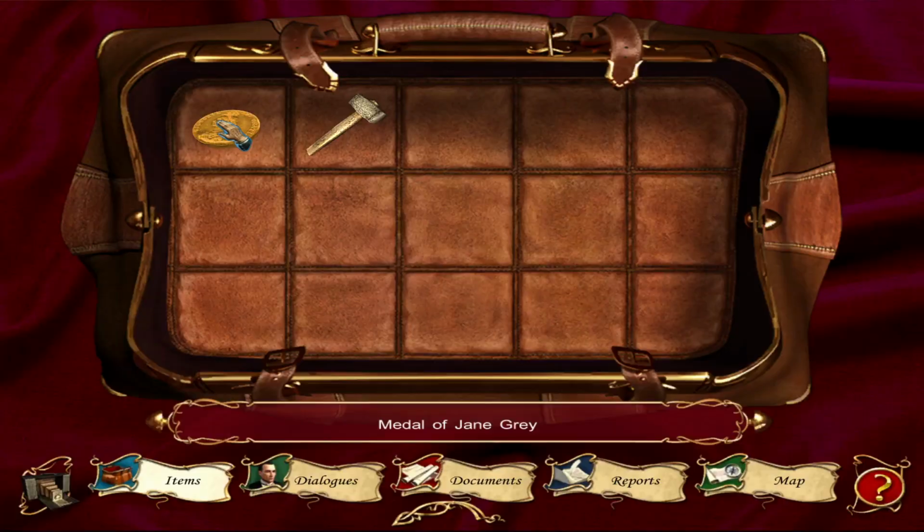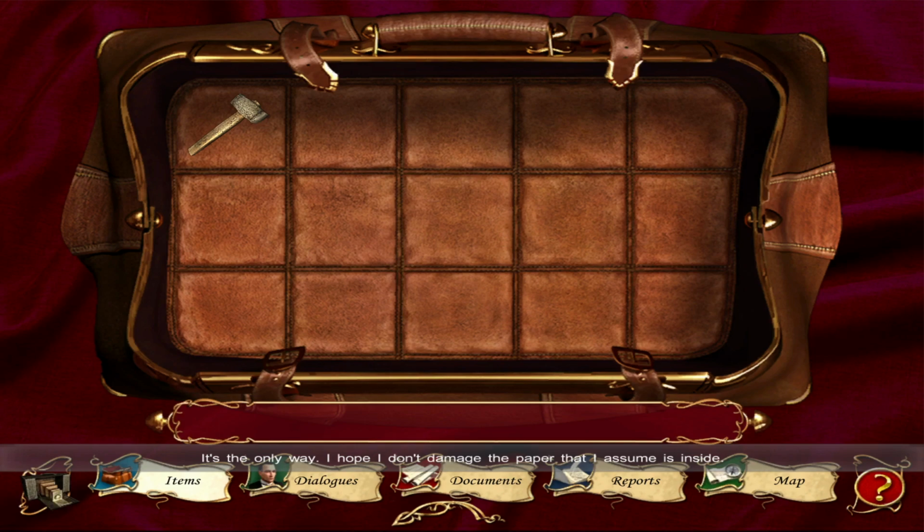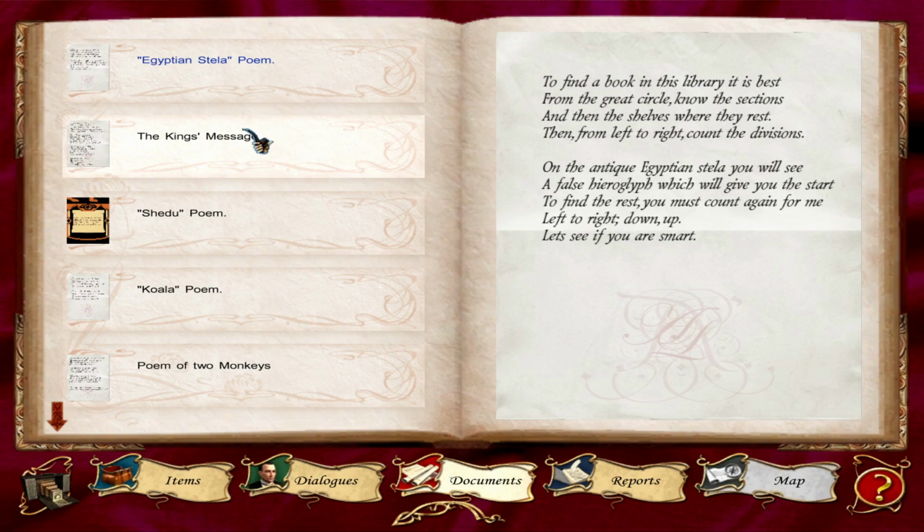Okay, so now we have... it's the only way. Oh God, I can damage the paper that I assume is inside. I mean, it's paper. It can't be that bad.